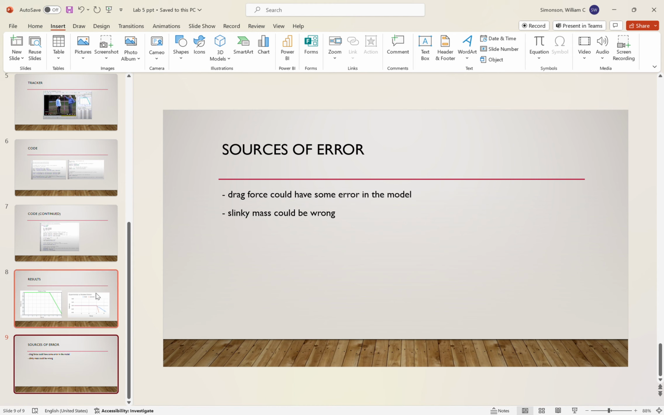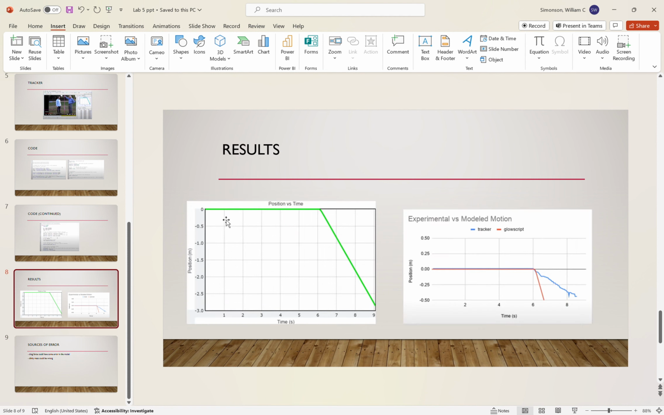In conclusion, you can see that the top of the Slinky fell first, and then the bottom of the Slinky fell.